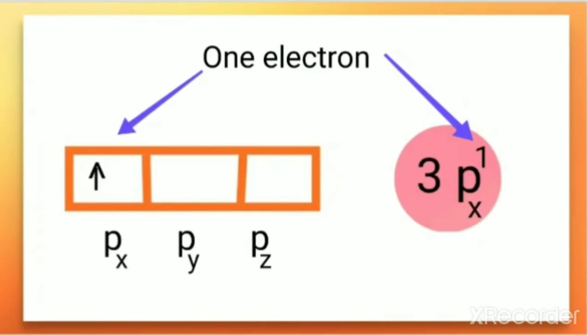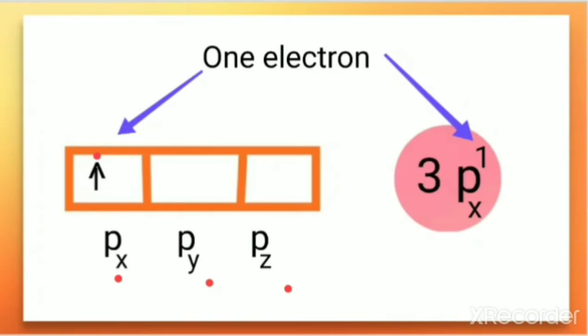So here each box represents an orbital. So for 3p, because p has 3 orientations, we have made 3 boxes. One of the boxes represents the px, the second box represents py, the third box represents pz. The arrow mark shown here actually represents the electron. A single arrow shows a single electron. Two arrows show 2 electrons.